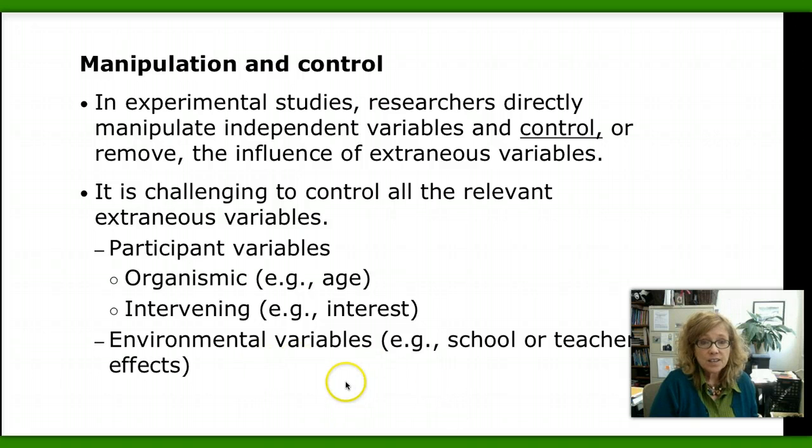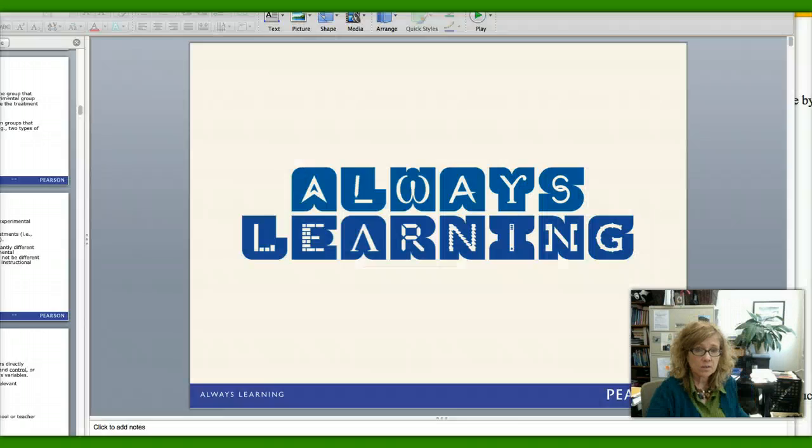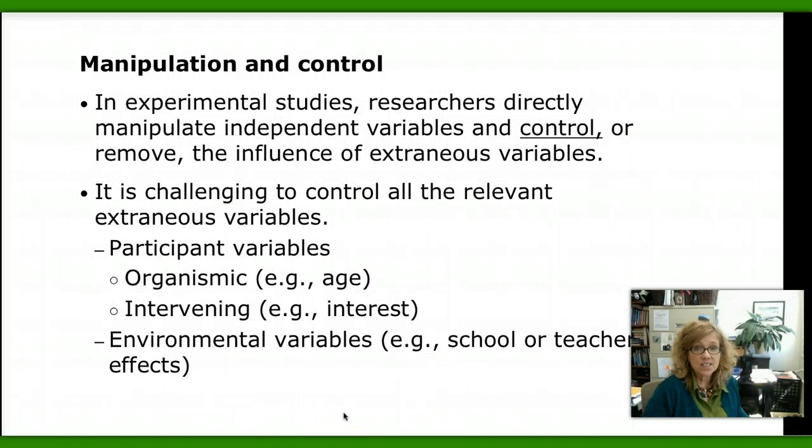It is definitely challenging to control all the relevant extraneous variables, and there's a great table in your book in chapter 10 that shows the different kinds of designs and which extraneous variables they control for by the nature of the design. It's actually figure 10.2 on page 268 if you have the 10th edition. It's the sources of invalidity for true experimental designs and quasi-experimental designs.